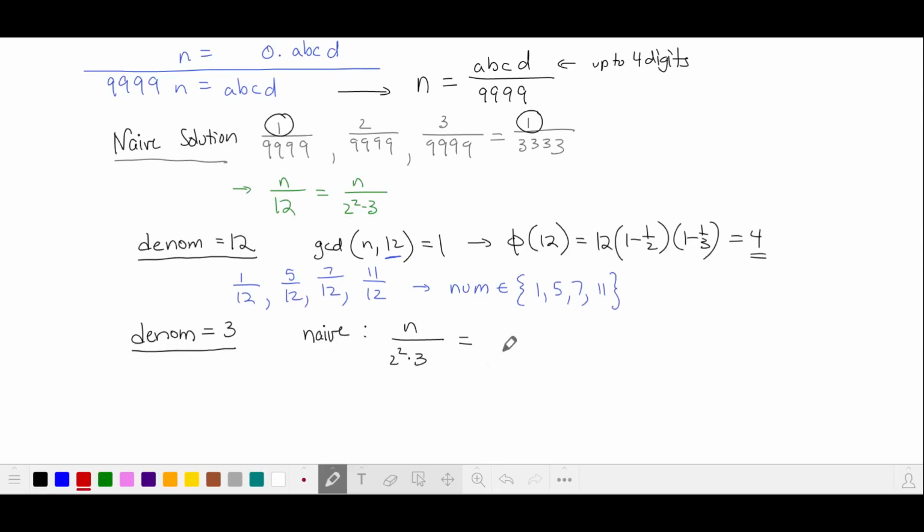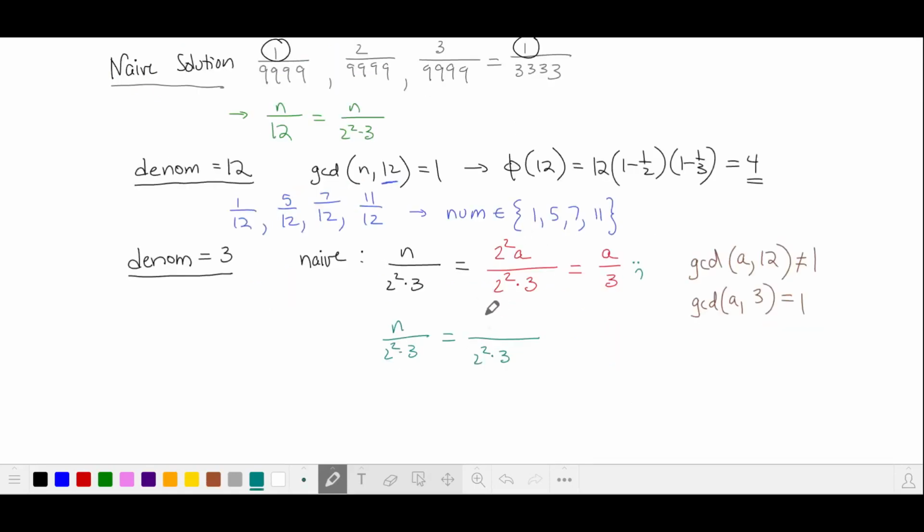Since we want to cancel our two 2s, a naive solution might be to have a multiple of 4 in our numerator. This isn't going to work for us, though, because we've already found the numerators that don't share any factors with 12. So now we need numerators that do share factors with 12. But that factor cannot be 3, otherwise it'll cancel this 3 in the denominator. So A has to be a multiple of 2. So instead, our numerator has to be a multiple of 8. That's going to give us a numerator that shares a factor with 12, but not 3.